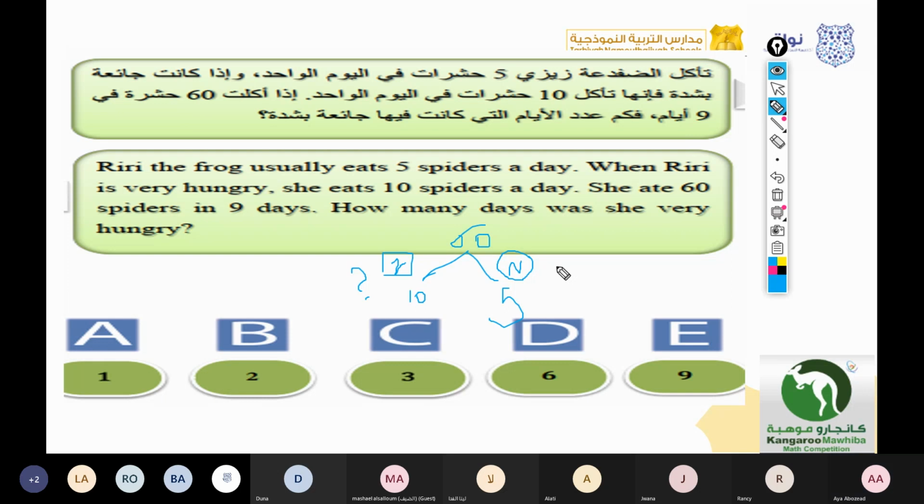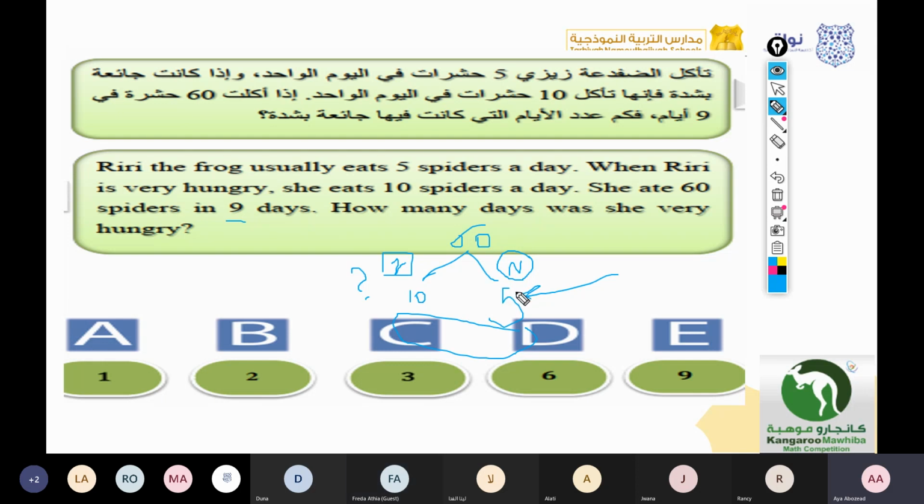Rima. Farida. Yes, Farida. Okay, can you help me to solve this? Remember, when you multiply, you have to use numbers that total 9 days. Again, the total of all the spiders is 60.